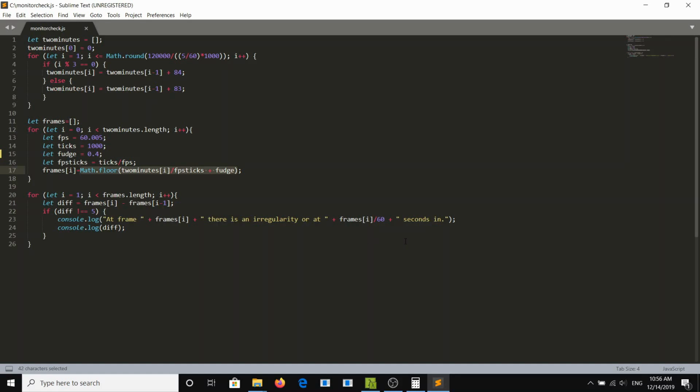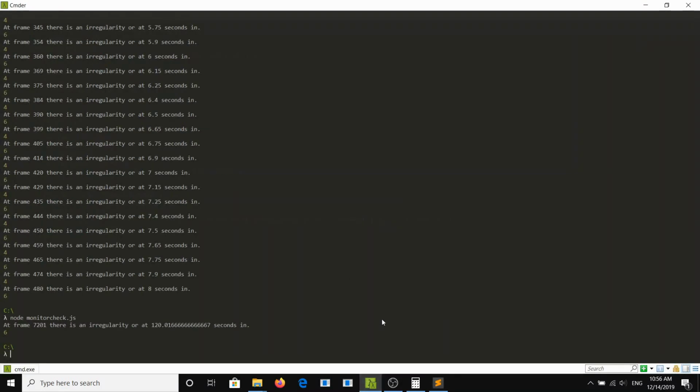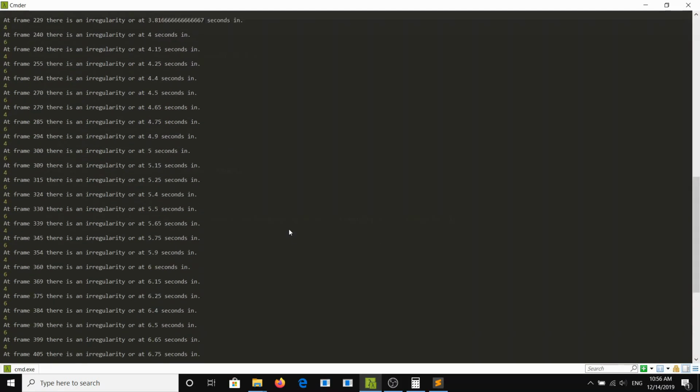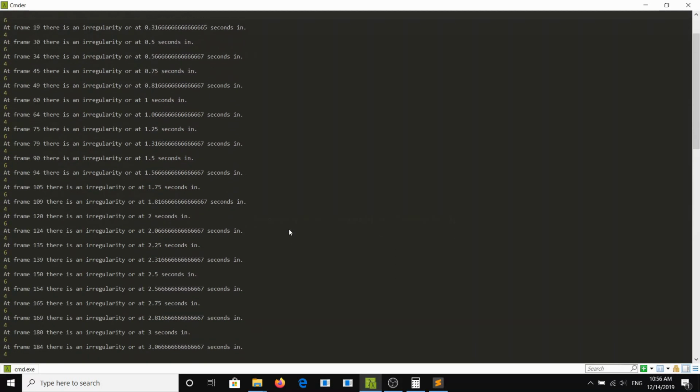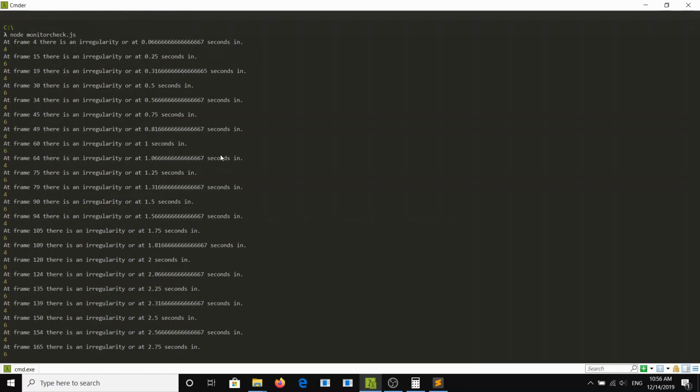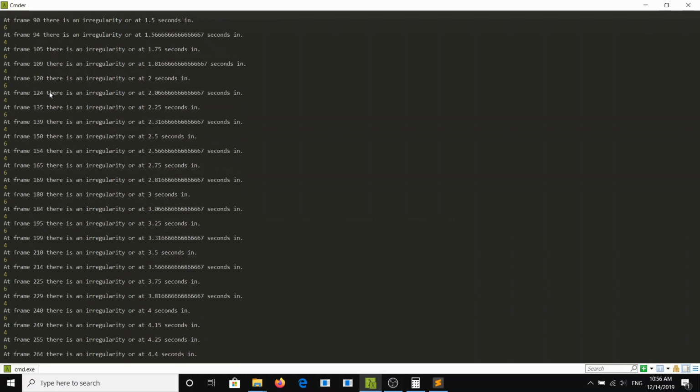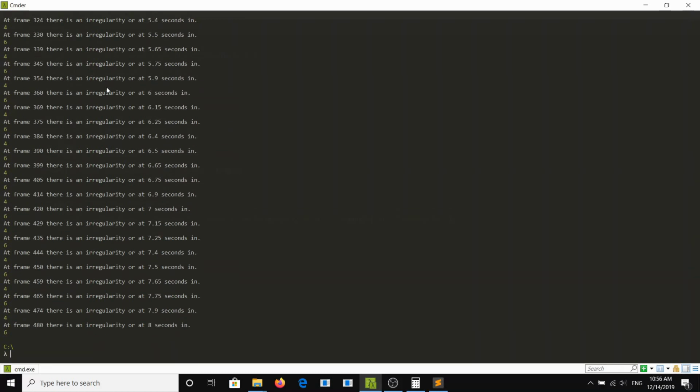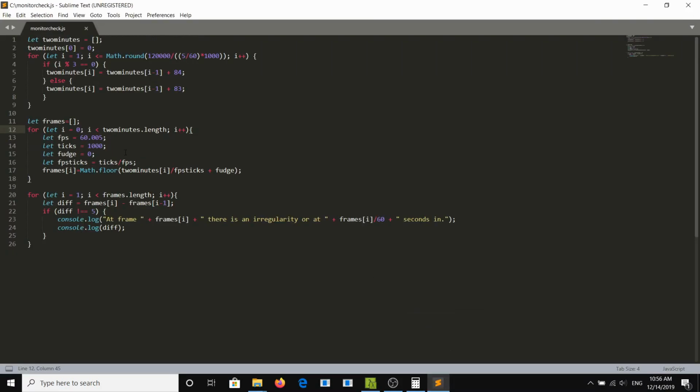And so what I'm going to do to show you how this works is I'm going to set the fudge value to 0. Then I'm going to run the script. So you see here that we have a bunch of irregularities that happen at the beginning of the song. So normally at 180 BPM, there should be a 5-note frame gap, assuming a 16th note quantization. But instead we have 4, 6, 5, 4, 6, 5, and we have this happening for about 8 seconds of the song. Now watch what happens when I add the fudge value back in.